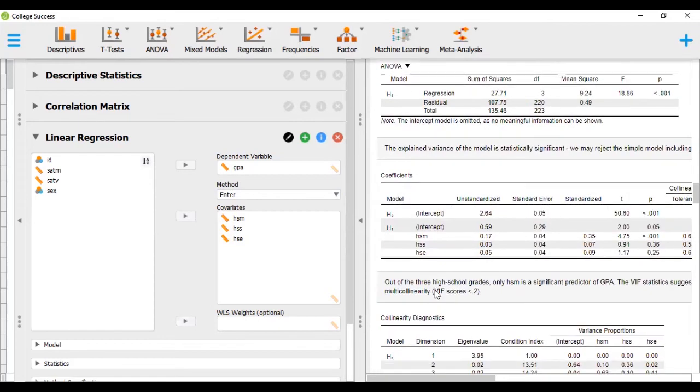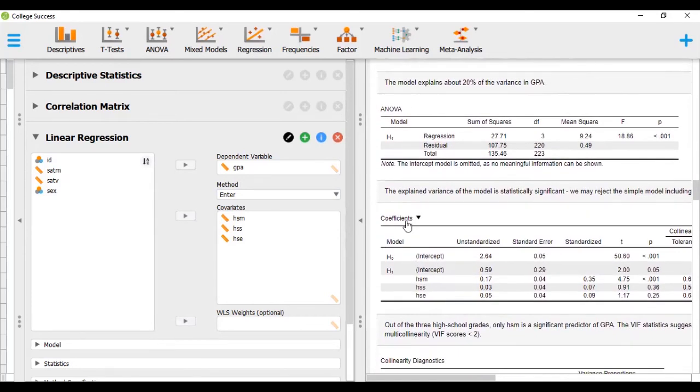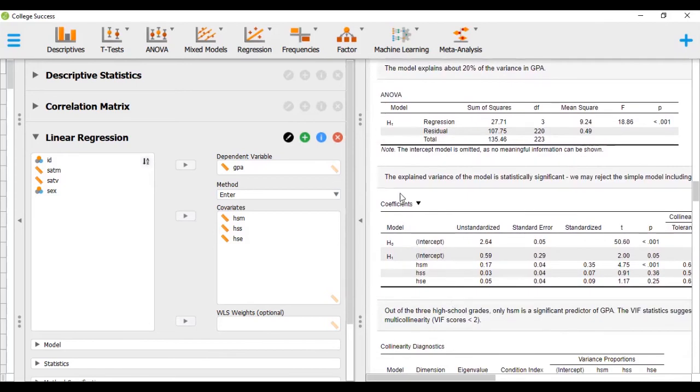Now, when you come down, we have the coefficients, or the individual ones. So this is the ANOVA, which helps us to see whether there is a difference between each of the high school scores. And the p-value here tells us, yes, it is significantly different across the board. But where exactly is the difference? This is where the coefficients table tells us that, out of the 3 high school grades, only HSM is a significant predictor of GPA.